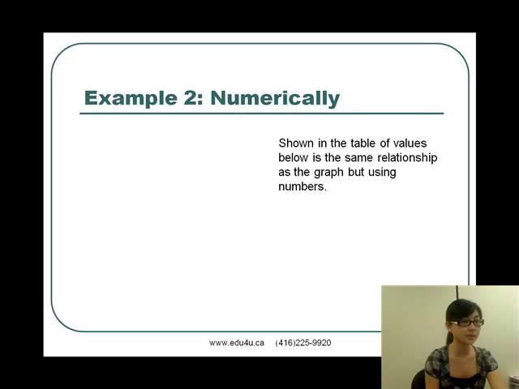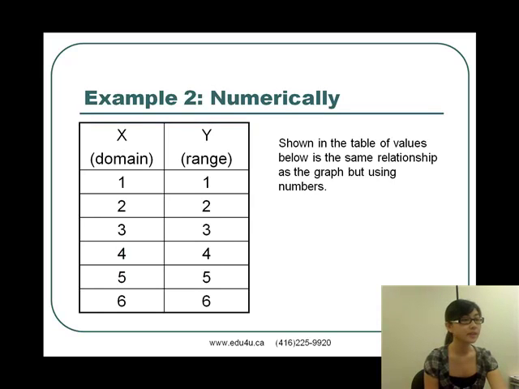Example 2, numerically. Here, shown in the table of values, is the same relationship as the graph that was in the previous slide, but using numbers. When we create a table of values, we need two columns, one for the x, which is the domain, and the other one for the y, which is the range.